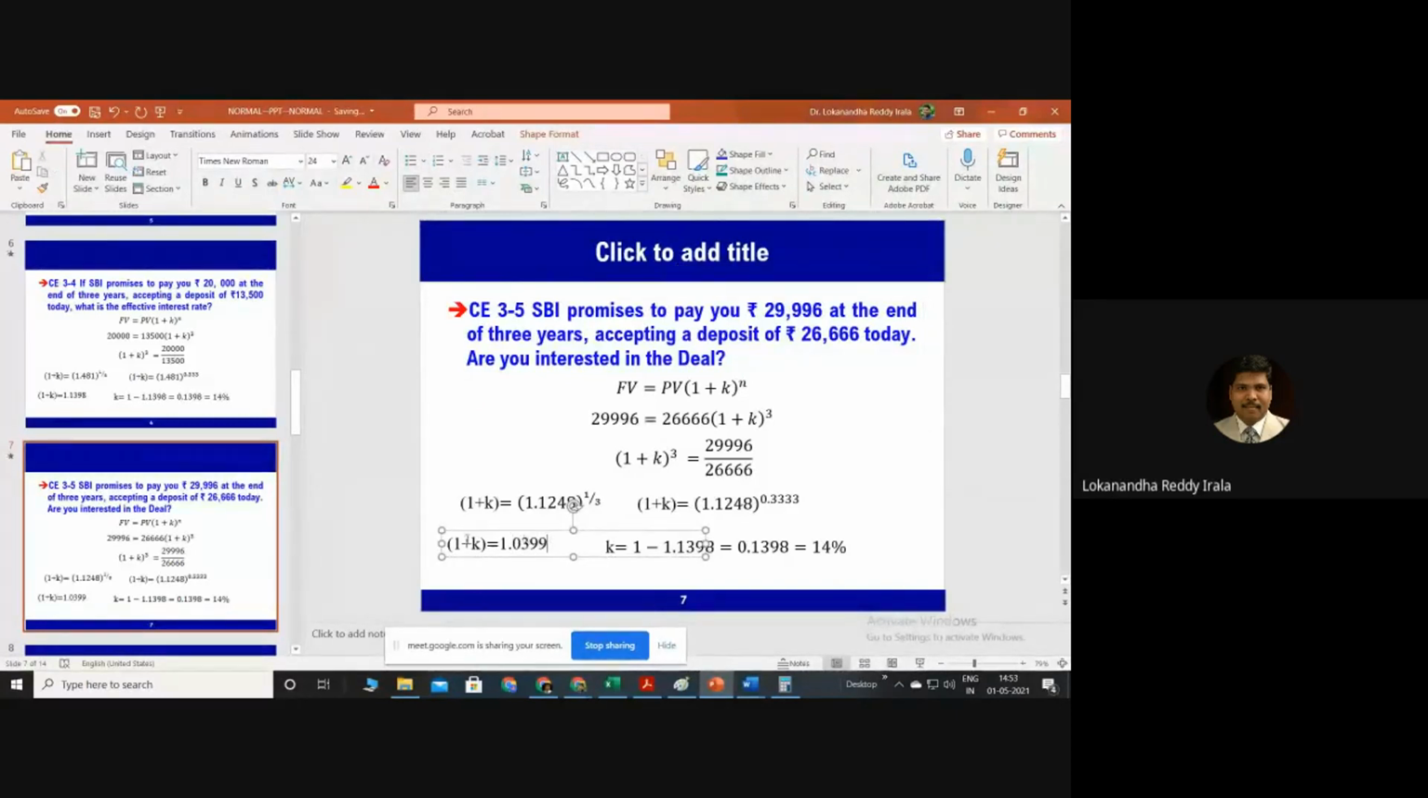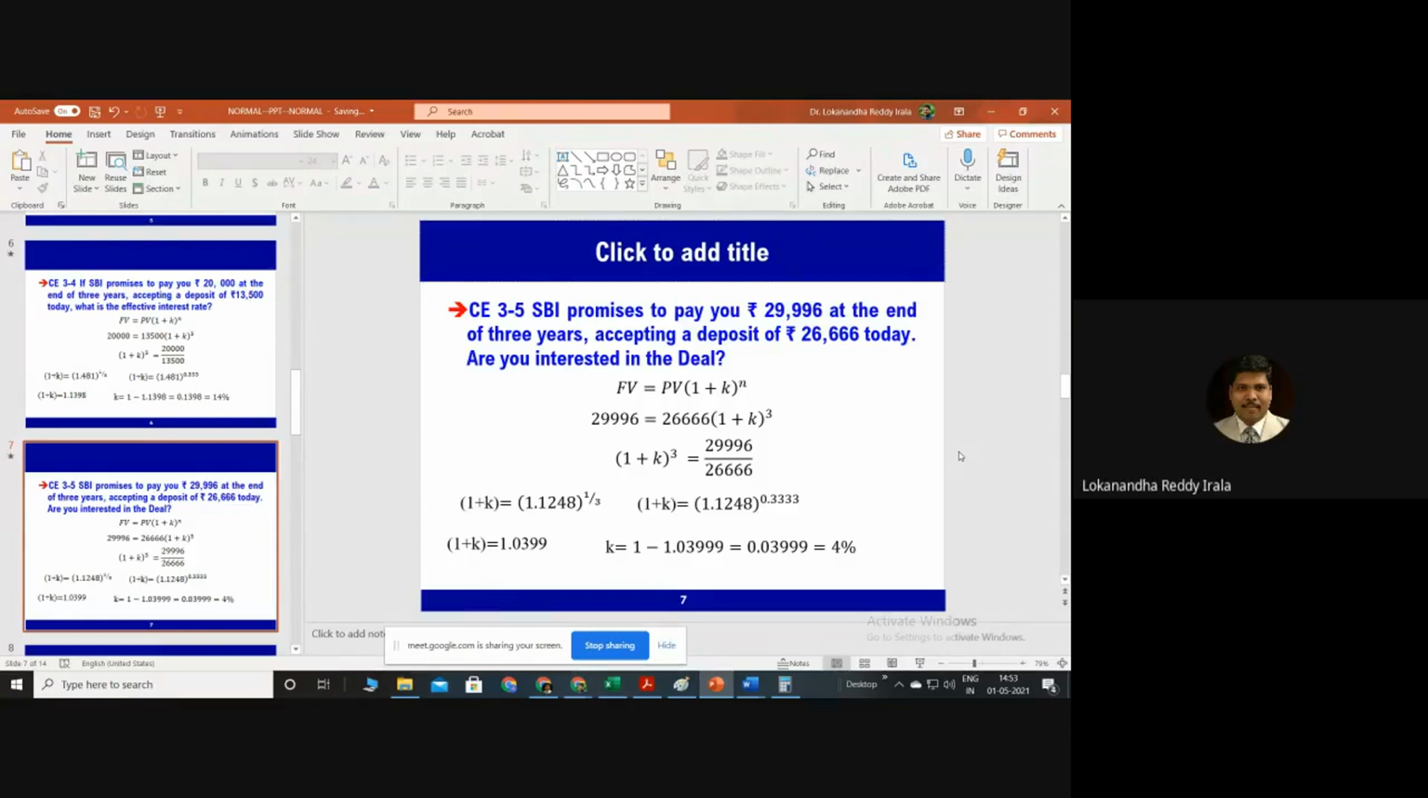1.0399. So k is equal to 1 minus 1.0399, which is equal to 0.0399, which is nothing but close to 4%. Now, so are you interested in the deal? No, sir.